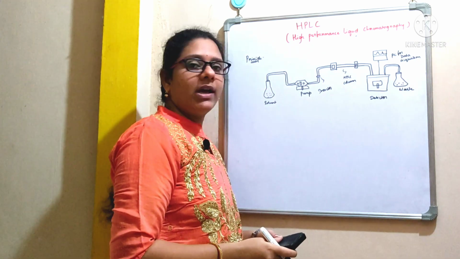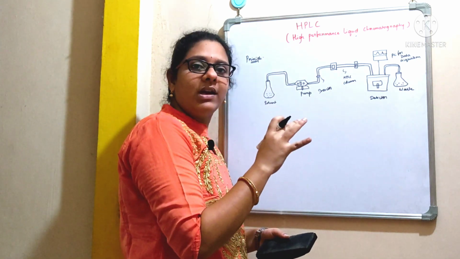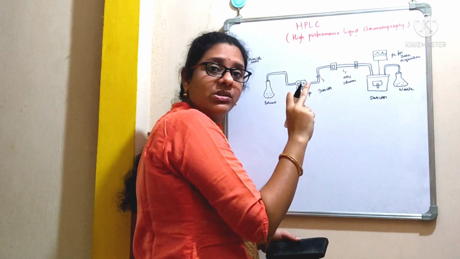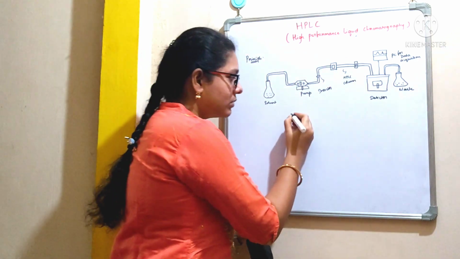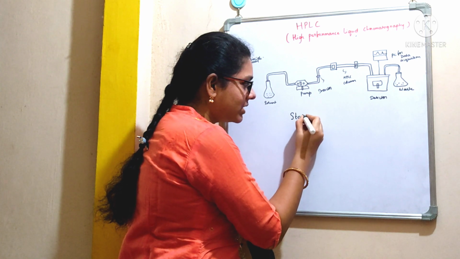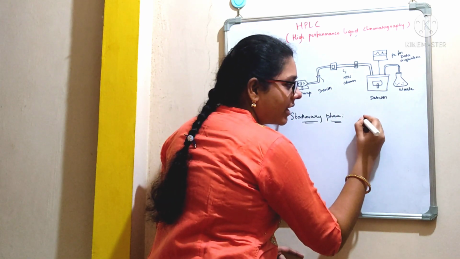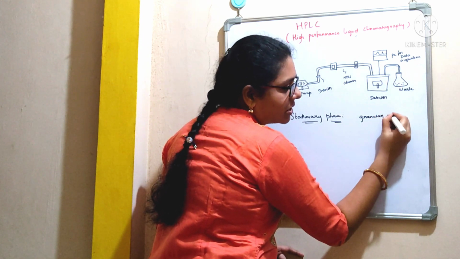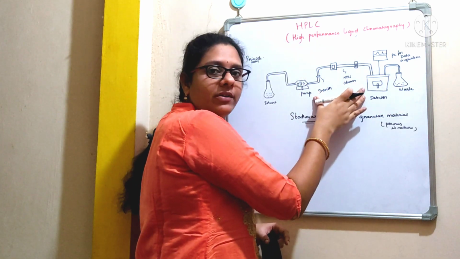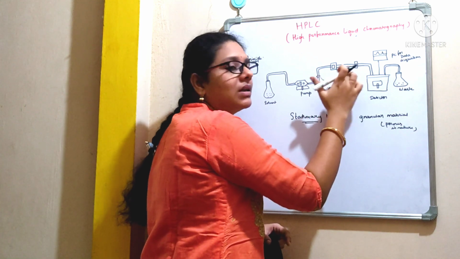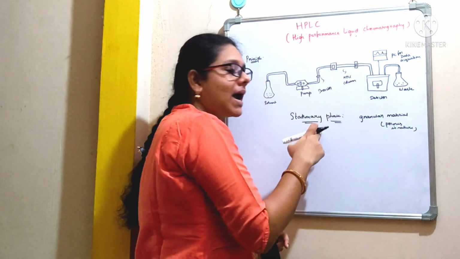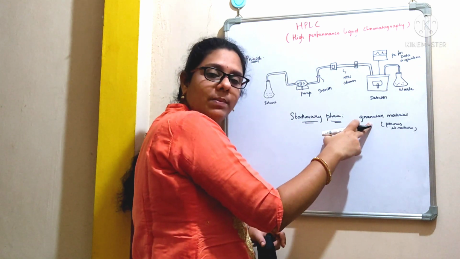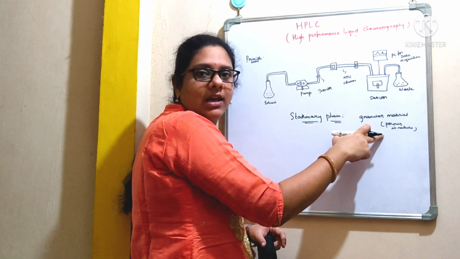Coming to the principle of HPLC, here the purification takes place in a separation column between the stationary phase and the mobile phase. So what is the stationary phase used here? Stationary phase is a granular material which is porous in nature. Observe the picture carefully. See, this is the HPLC column. This column is packed with stationary phase, and this stationary phase is a granular material which is porous in nature.